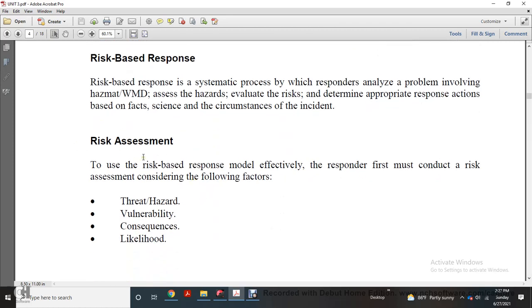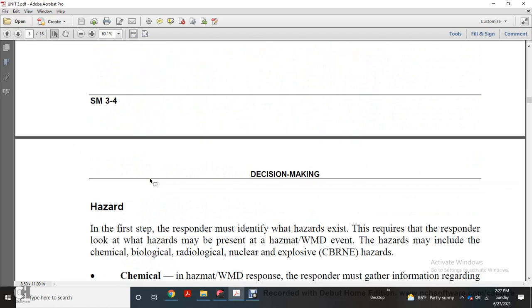Incident risk assessment. To use the risk-based response model effectively, responders must conduct a risk assessment considering the following factors: threat, hazard, vulnerability, consequence, likelihood, hazard.